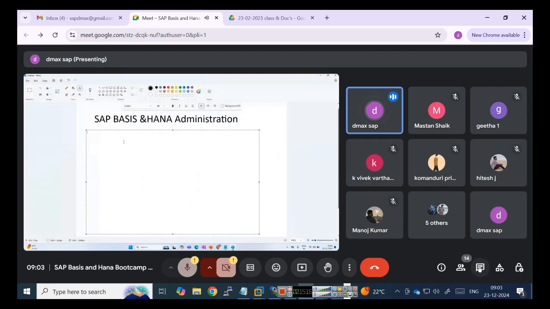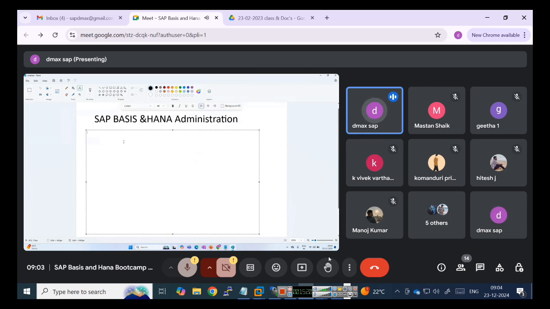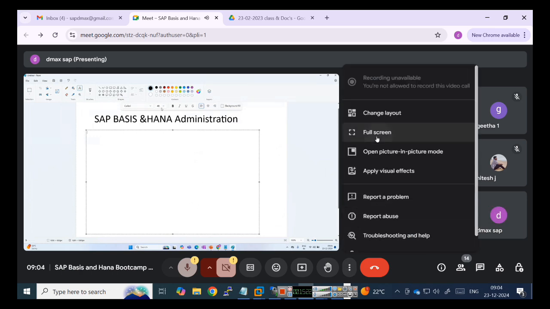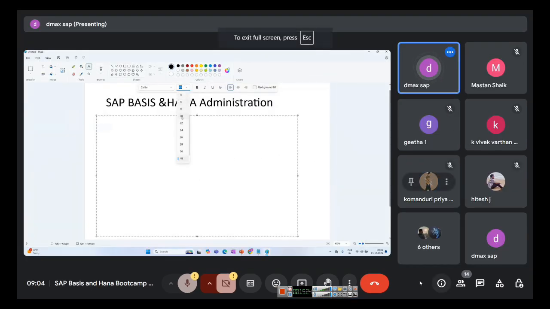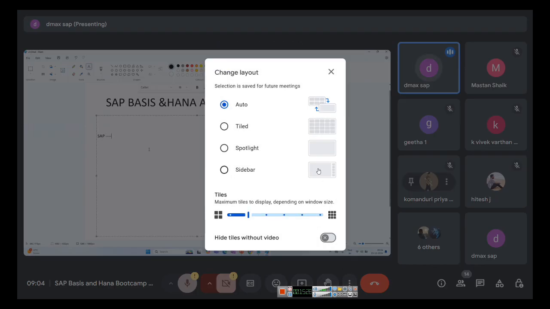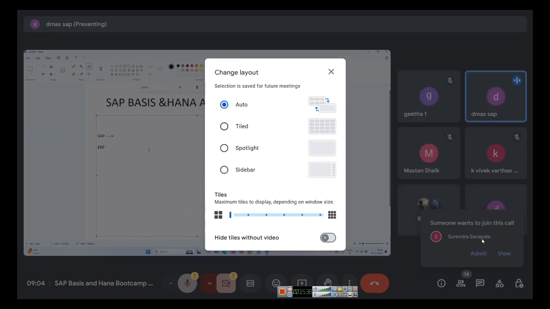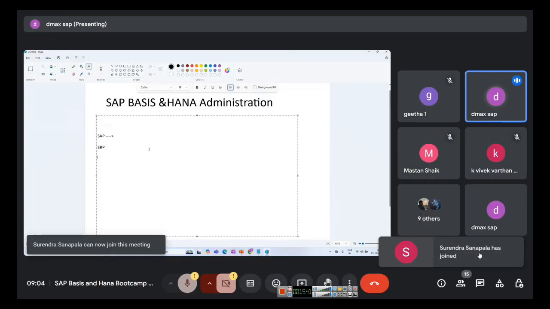Thanks for the confirmation. So the session we are going to conduct is SAP Basis and HANA Administration. If you want to know something about SAP Basis and HANA, you should first know what SAP is. Then you will understand SAP Basis and HANA. If you want to know what SAP is, you should first know ERP. What is ERP? Then you'll understand what types of ERPs we have. Out of that, why SAP is better and why SAP is in demand in the market.